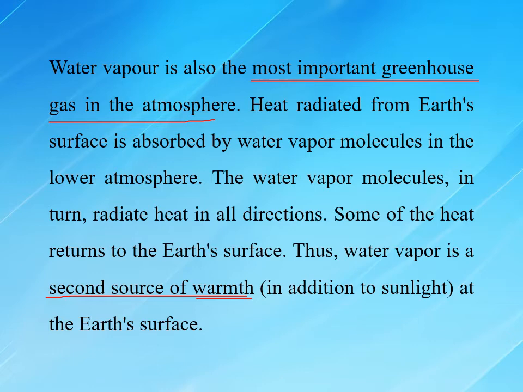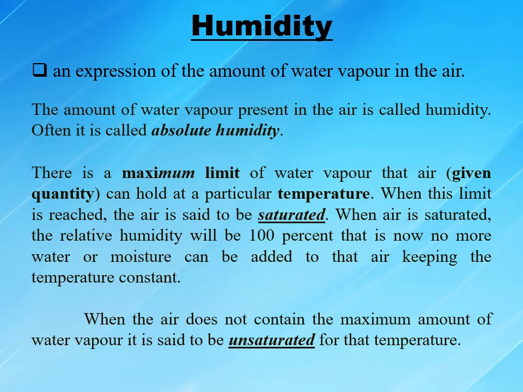Now, the water vapor in the atmosphere or in the air is expressed by a scientific term that is known as humidity. So it is simply an expression of the amount of water vapor in the atmosphere. The amount of water vapor present in the air is called humidity, or often it is called absolute humidity. But how much water vapor can air hold? There is a limit.